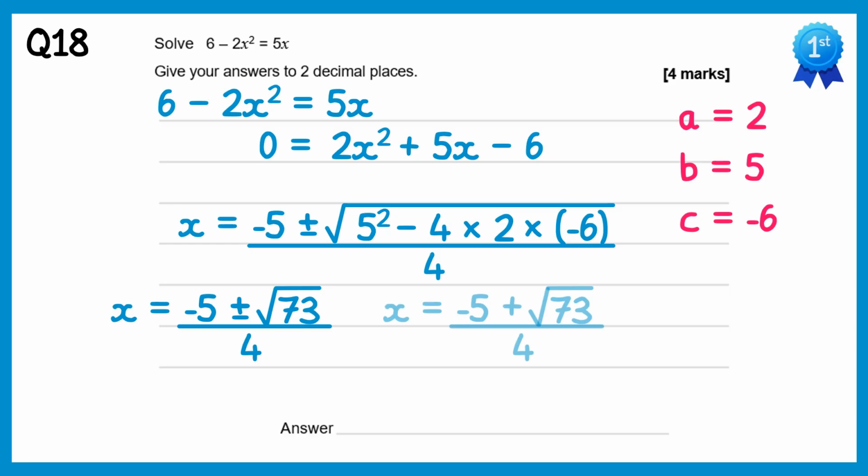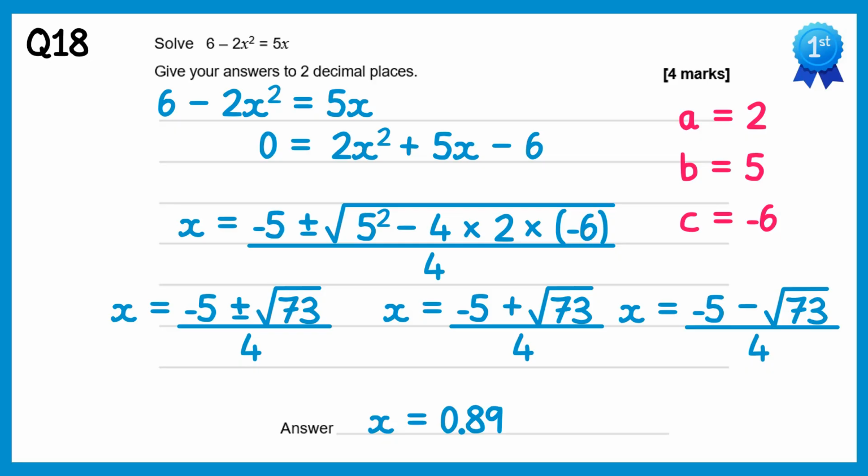So it's x equals negative 5 plus square root 73 over 4, and x equals negative 5 subtract square root 73 over 4. So if you type both of those into your calculator, you just need to round your answers to 2 decimal places like it says in the question. You end up with x equals 0.89, and x equals negative 3.39.